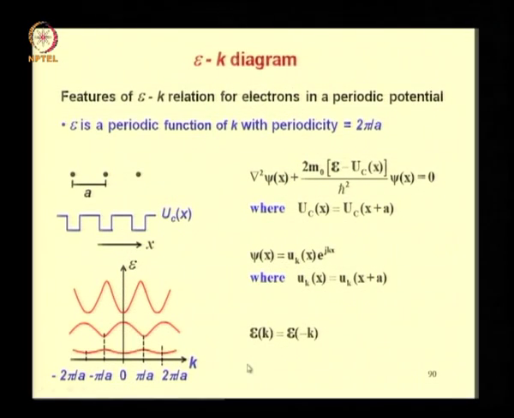Now, the first point to note is that the E-k relation is even, that is E of k is equal to E of minus k. Now, this is straightforward because if an electron is moving in the positive x direction or moving in the negative x direction, that is from right to left, it sees the same form of crystal potential, and therefore the energies associated with these two movements should be the same. That is essentially what is said by this particular relation. So, the k vector here indicates movement in the positive x direction, whereas minus k indicates movement in the negative x direction.